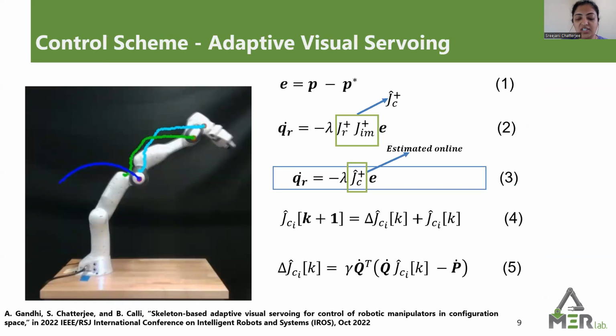We obtain the joint velocity q_r dot in equation 2 by combining a control gain lambda, the image and robot Jacobian, and the image error. The combined robot and image Jacobian, referred to as J_c hat, is estimated online. We determine a window size, and the update law in equation 4 updates J_c hat for each window using the correction term in equation 5.